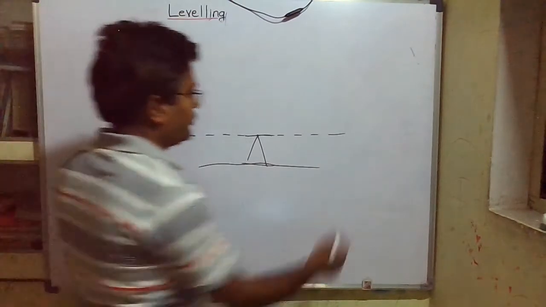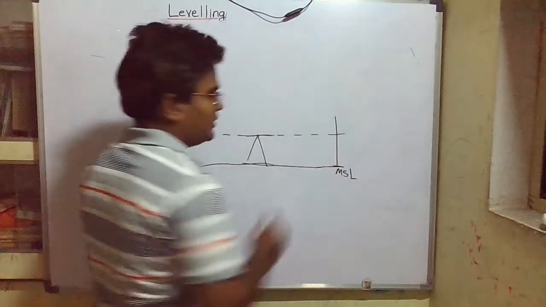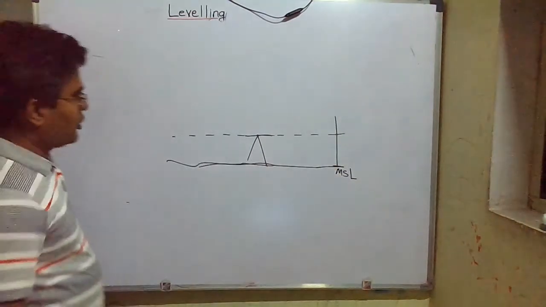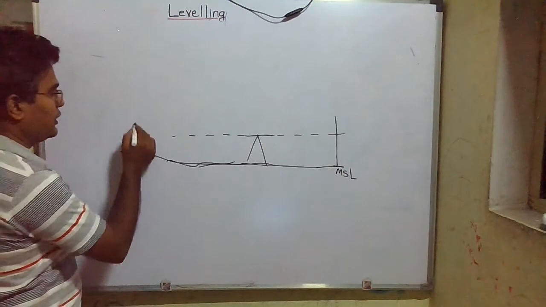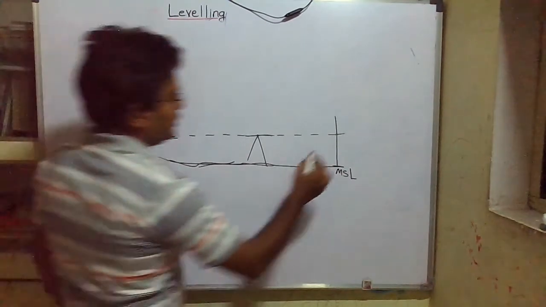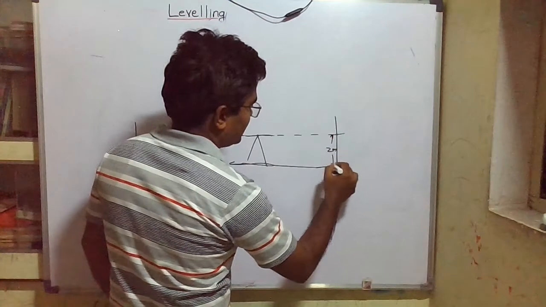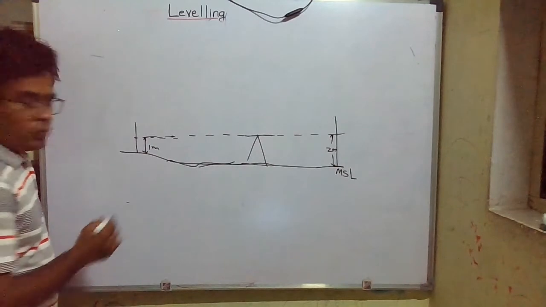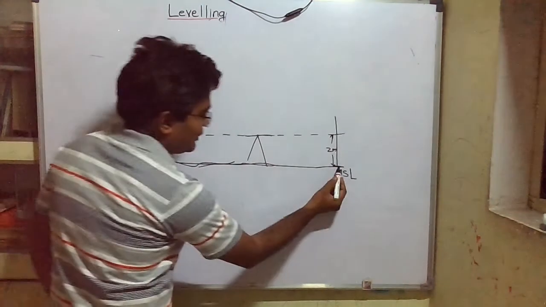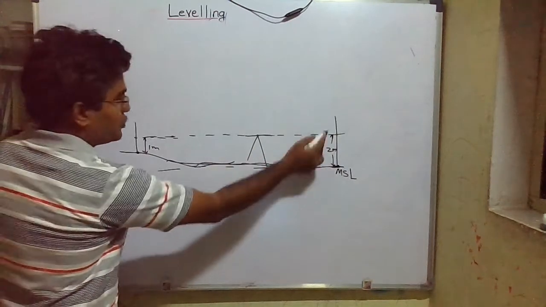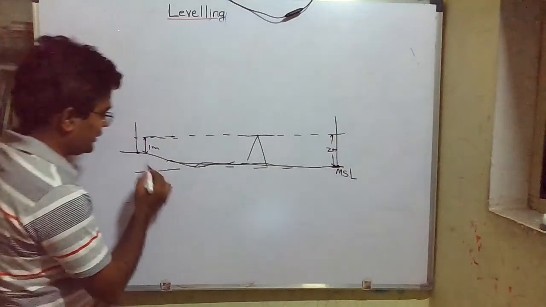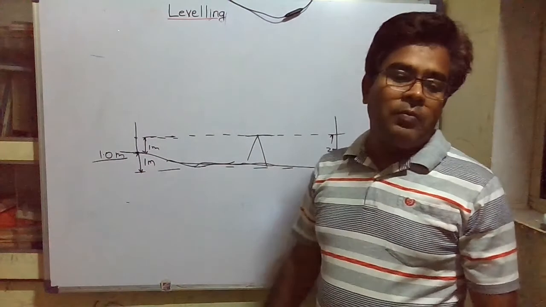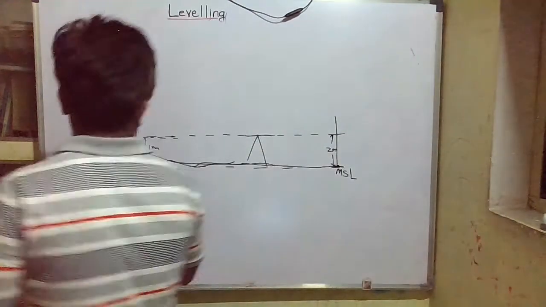Okay, so suppose this is the point at mean sea level, we have measured the vertical distance at that point. Then we have measured the vertical distance of some other point here. If we find that here the staff reading is 2 meter and here the staff reading is 1 meter, okay, then what is the distance of this point from our mean sea level? That is nothing but 2 meter minus 1 meter, because this is a horizontal line. Hence we can see 1 meter, and that vertical distance from the datum is nothing but the RL of this point.